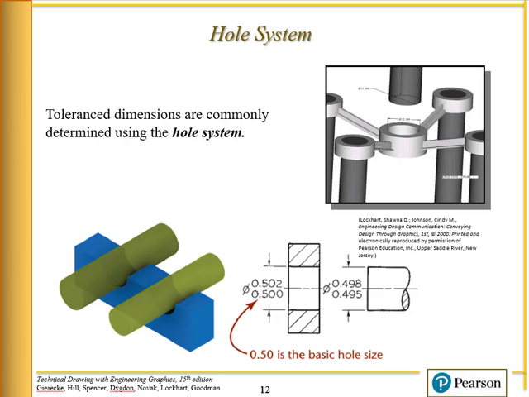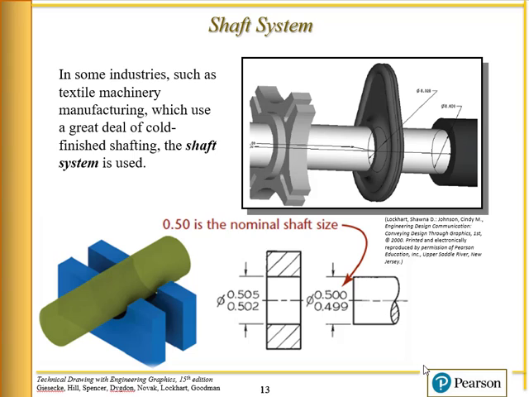There would be another, and this will make more sense when we talk about this with standard fits, but the shaft system is kind of like the opposite. So the largest shaft is the nominal size. So the tolerance of the shaft is such that the largest shaft is the nominal size. That's called the shaft system.